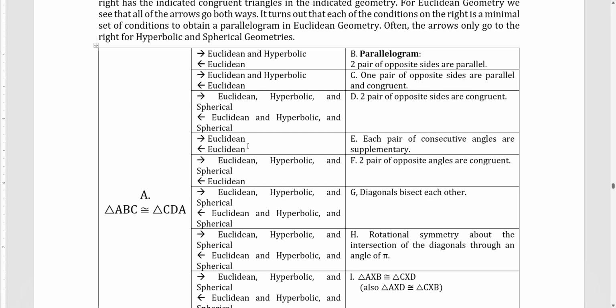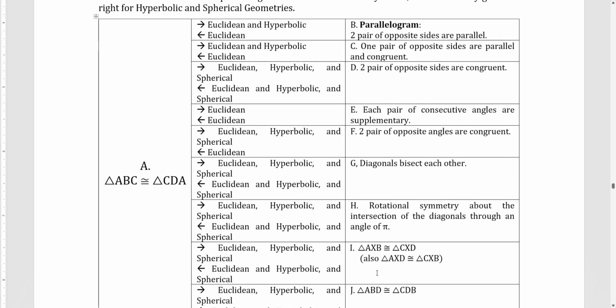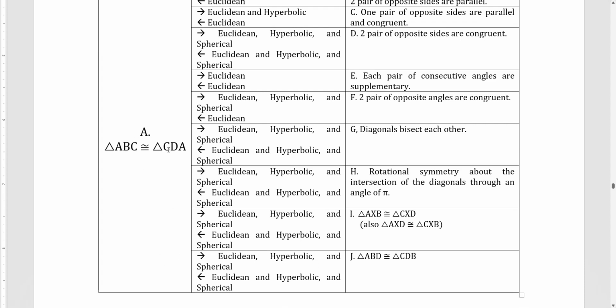So every line of this table works both directions. If you have these congruent triangles, we can get the condition over here. If we have the condition over here, we can show they have the congruent triangles. So what that says is these conditions A through J, any one of those is enough to put us in this class of quadrilaterals that we call parallelograms.